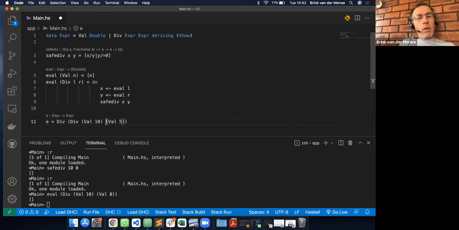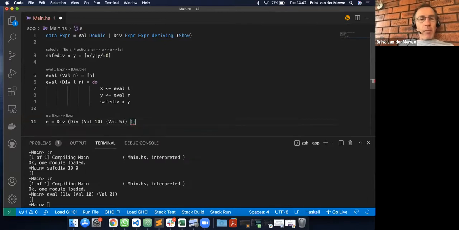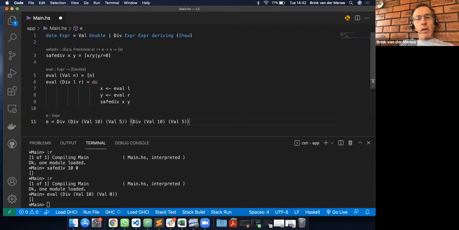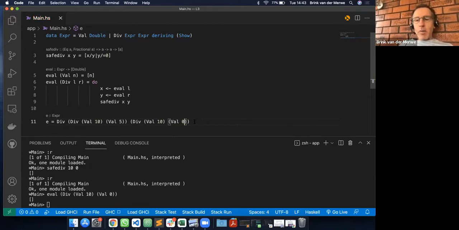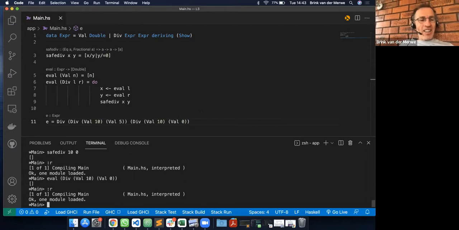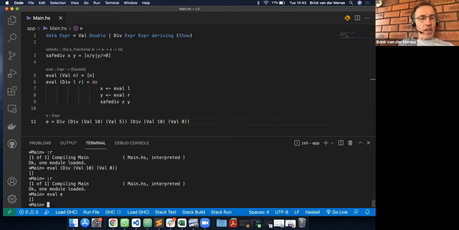So yeah, perhaps that's the left sub-expression: division, val 10, val 5. And for the right sub-expression, maybe there we can do something like val of 0. I'm not sure if this is complicated enough, but that's perfect. Maybe I'm not going to show all the details now, but if I now still do a val of e, I'm still just going to get the empty list.